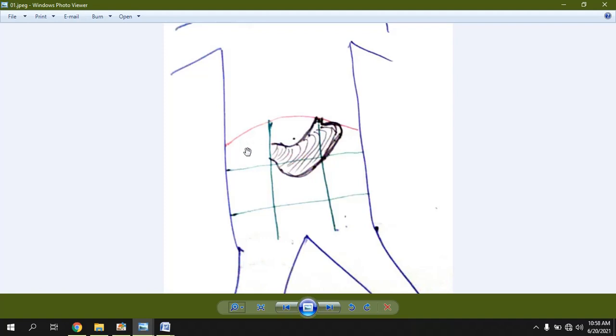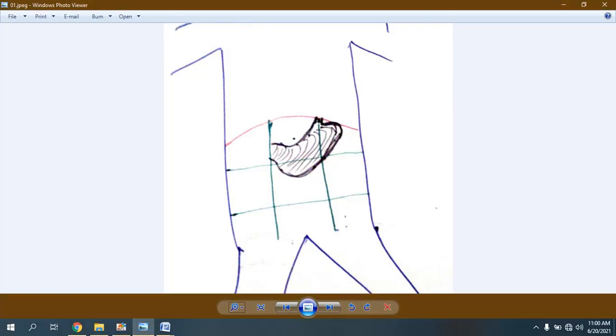This part is called right hypochondriac region. This is called left hypochondriac region. This is called epigastric region. This is called right lumbar region. This is called left lumbar region. This is called umbilical region. This is called right iliac region. This is called left iliac region, and this is called hypogastric region or suprapubic region.